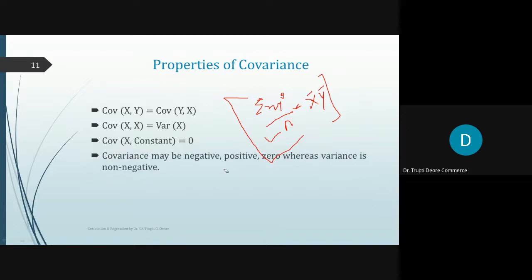The next property is that covariance may be negative, positive or 0. It means the answer of covariance may be negative, that is minus, or positive or 0. Whereas variance is always non-negative. So it is always positive in value. It is never negative.